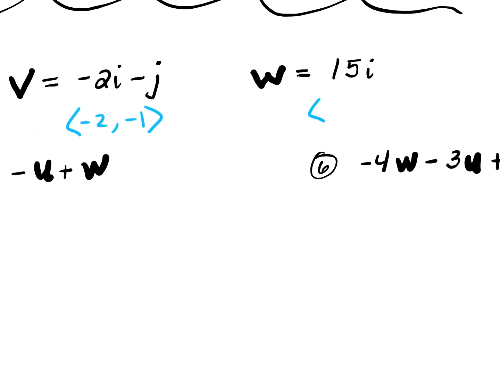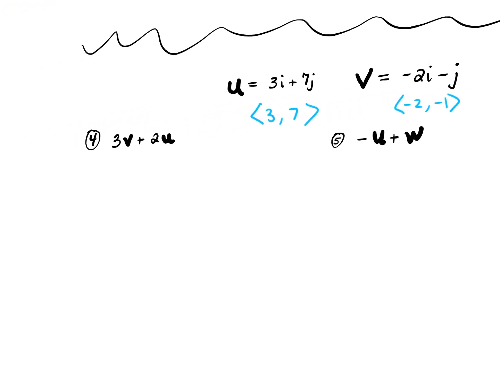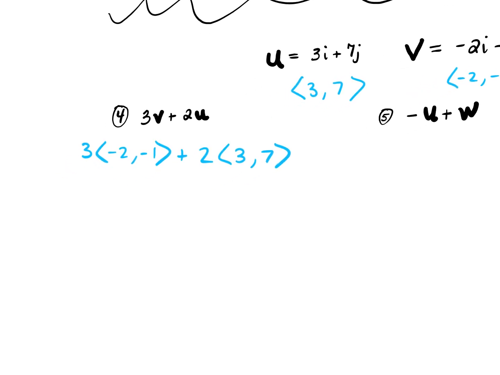And what do you think for w? What would our vector be? 15, 0. Awesome. We don't have a j, so it would be 0. Then we would just do the vector operations from here. So 3 times v would be -2, -1, plus 2 times u would be 3, 7. What would we have to do first here? Distribute. So -6, -3, plus 6, 14.